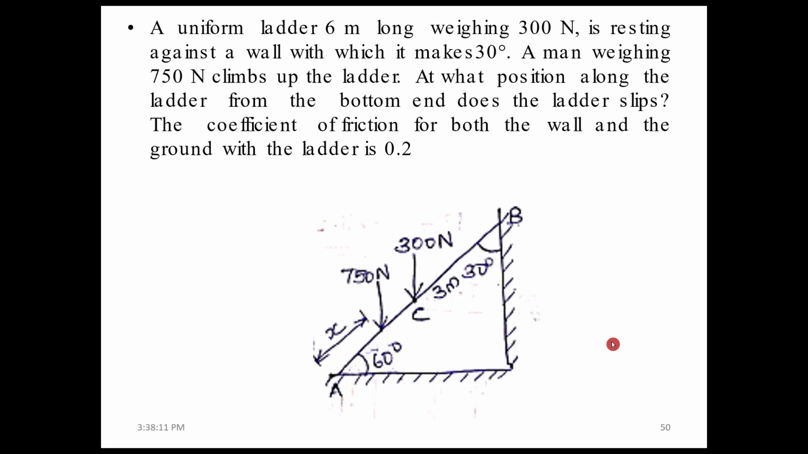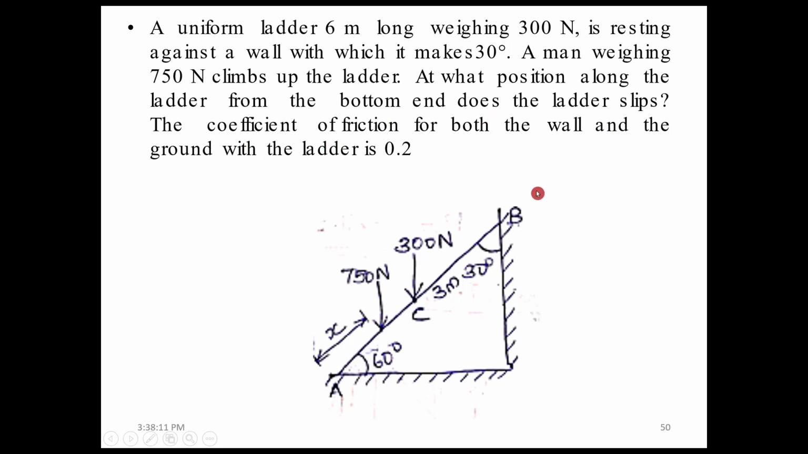Consider this problem. We have a uniform ladder 6 meter long and its weight is 300 Newton, resting against a wall with which it makes an angle of 30 degrees. Here the angle is 30. A man weighing 750 Newton climbs up the ladder. At what position along the ladder from the bottom end does the ladder slip?